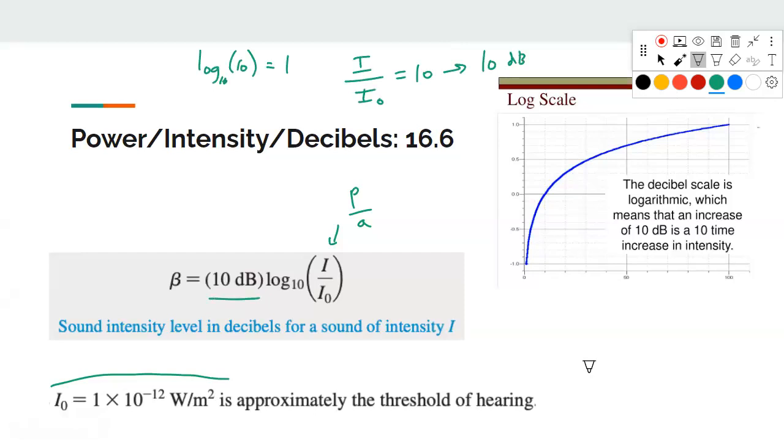But what I want you to see is, look what happens when we have, let's say I over I naught is 100. So 10 times more energy. When we take the logarithm base 10 of 100, we just get 2. And so in this case, we would only have a decibel reading of 20. So you can see when we increase the intensity by a factor of 10, the decibel reading only doubles.